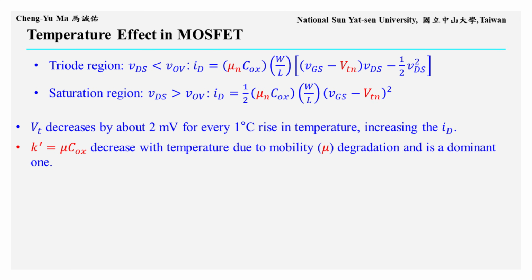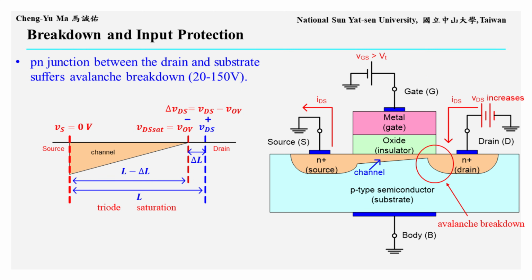This is why an overheated electronic product may perform worse. The MOSFET current decreases, slowing down circuit operation. Now we discuss MOSFET breakdown mechanisms.